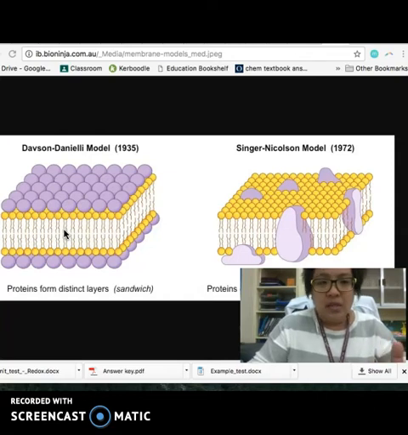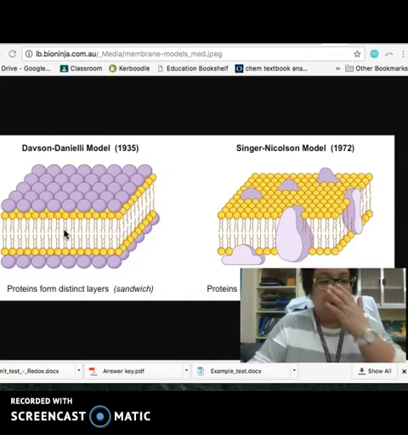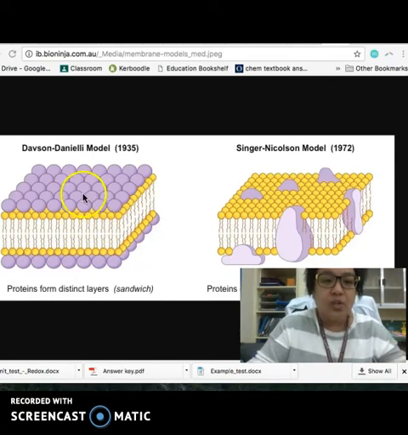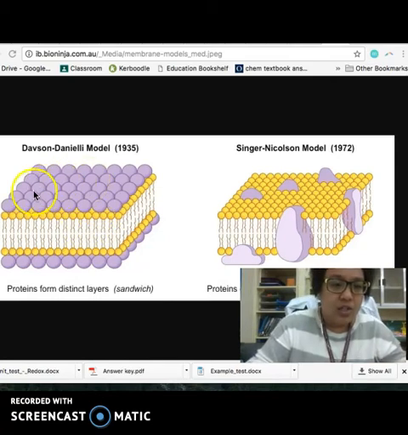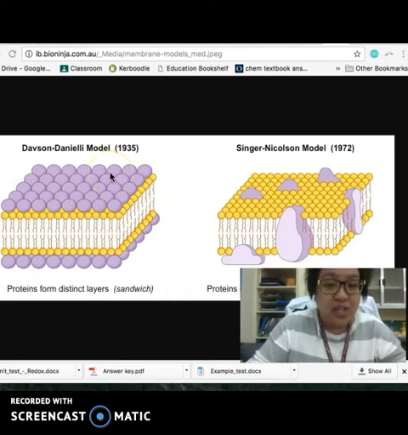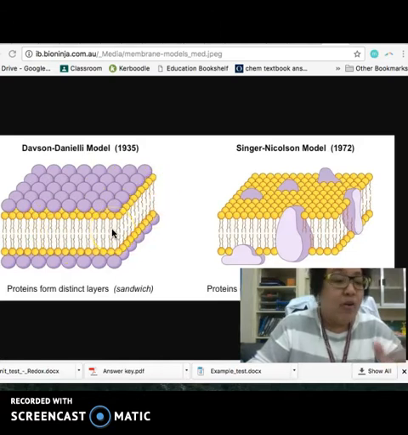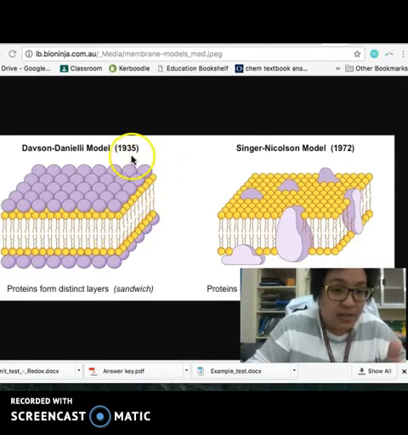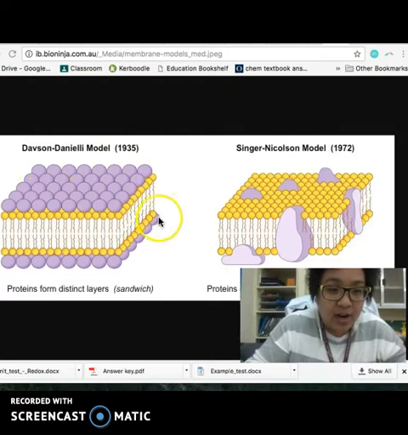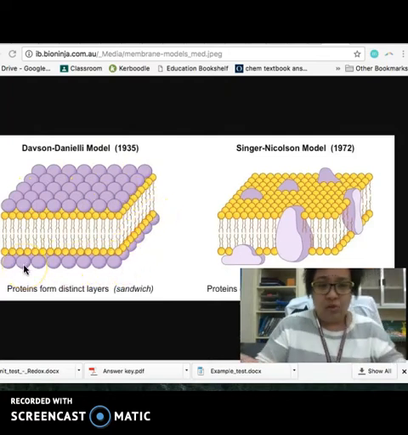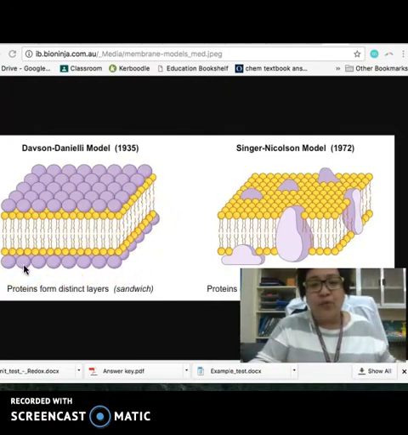With advancement in biotechnology, we were able to harvest and isolate protein molecules. And what we discovered is that proteins are not just one continuous layer. They can be made up of different shapes and forms. It can be a globule, it can be a long chain. How can that be if in Dobson and Danieli's model, it's just one layer here and one layer here? During the experiment, they can have different forms.